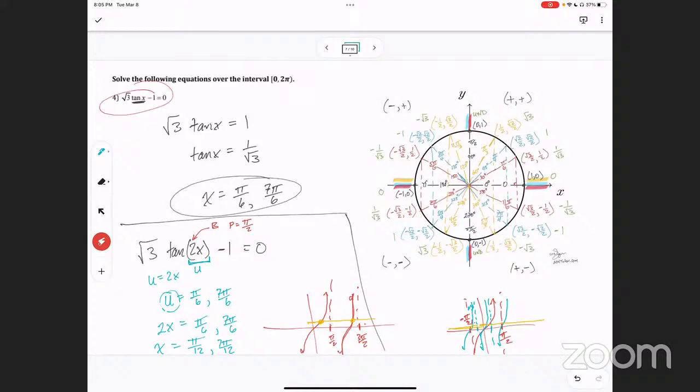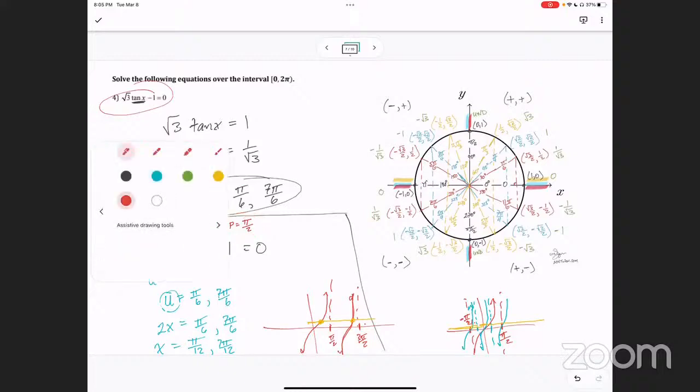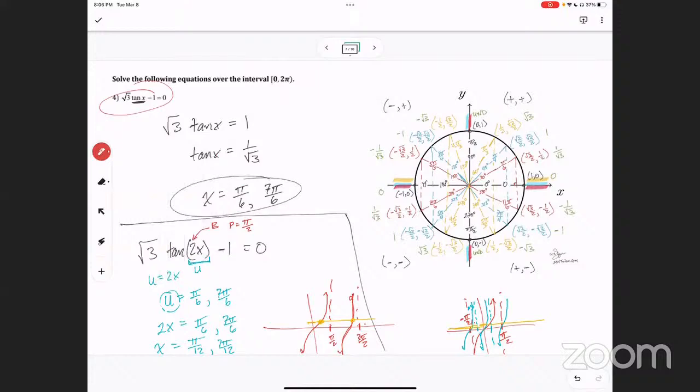And the way I find them is I add the period to each one of them. What was the period again? Pi over 2. So now, for my other 2 answers, I'm going to add pi over 2, right? So my next answer is going to be pi over 12 plus pi over 2, and my other answer is going to be 7 pi over 12 plus pi over 2.